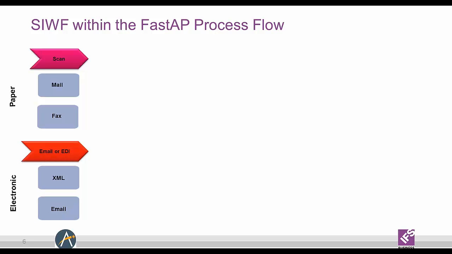First of all, if they come in through the mailroom, you drop them on the scanner. You don't need to put separator sheets in. We can separate them automatically. If they come in through your fax server, we can monitor that and pick them up right there. And if they come in as email attachments or as EDI, we can pick them up directly.